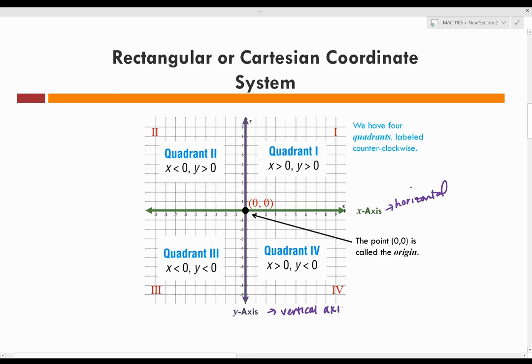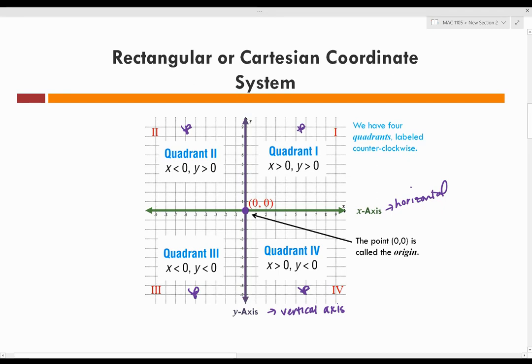Now, where these two axes cross, we call it the origin. The coordinates of the origin are 0, 0. And when those axes cross over each other, they form four quadrants. Those quadrants are numbered starting from the top right-hand corner counterclockwise. So you have quadrant 1, quadrant 2, quadrant 3, and quadrant 4.